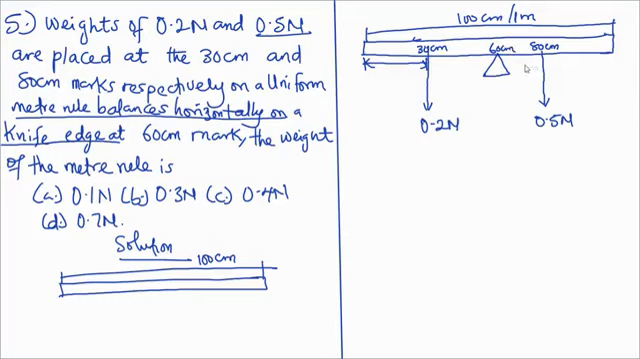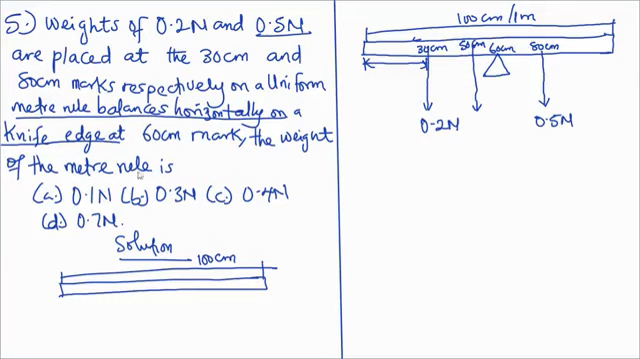Now they talk of the weight of the meter rule. This is something you need to know: the weight of an object acts at its center. So the weight of this meter rule is going to be acting at the center of the ruler. And where is the center of the ruler? It is the 50 centimeter mark. I hope you understand. So it means around this place, the 50 centimeter mark.